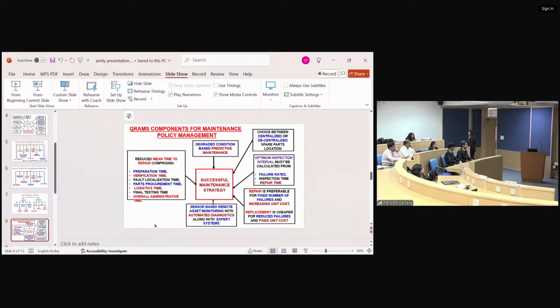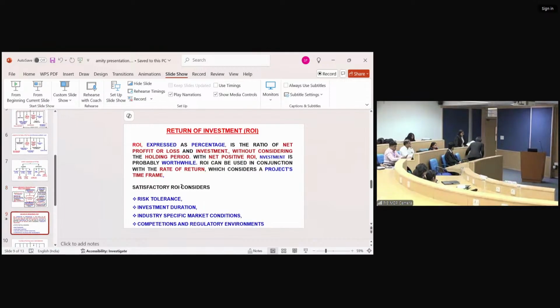So next comes, what are the components? Your mean time to repair depends on so many things: preparation, verification, fault localization, part procurement, logistics, final testing, and overall administrative time. So you will have to reduce everything. Have degraded condition monitoring, sensor-based remote asset maintenance, a choice between centralized or decentralized spare parts, failure rates, inspection time, repair time, and remember that repair is possible for failures having increasing limit unit cost, and for others we will do replacement.